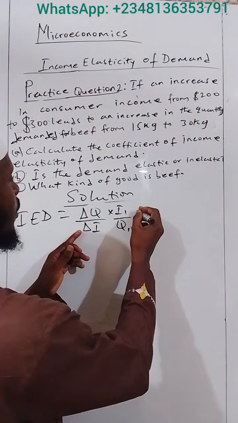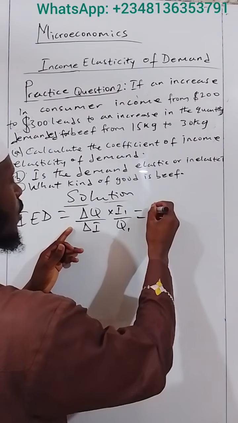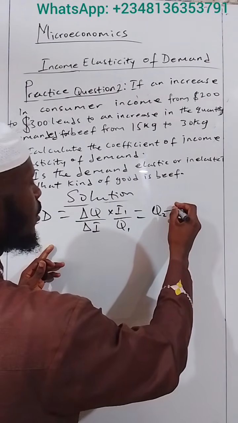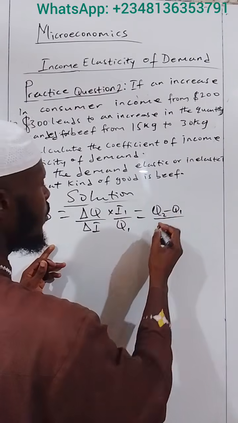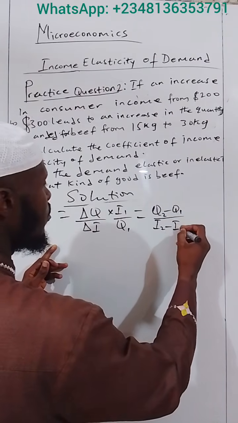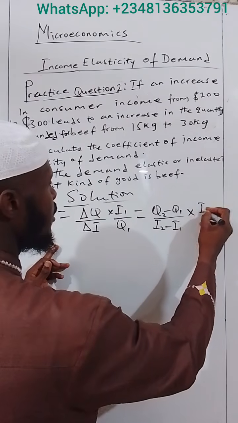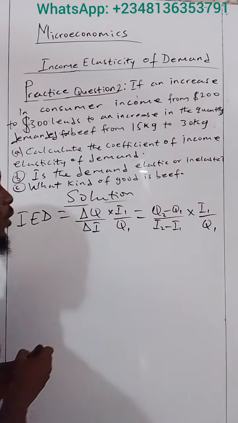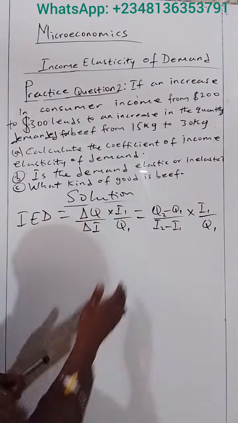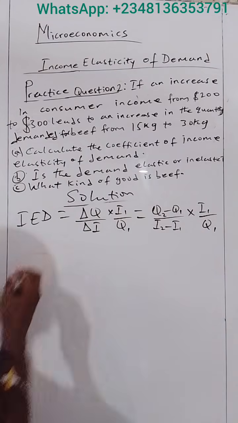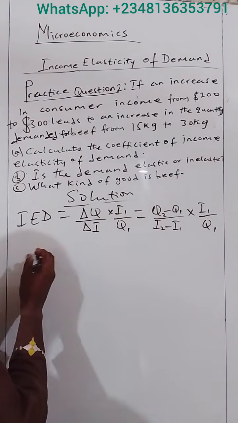This same formula can be rewritten as: change in quantity demanded is simply the new quantity demanded, Q2, minus the old quantity demanded, Q1, then divided by the new income minus the old income, multiplied by the initial income, that is the old income, divided by the old quantity demanded. So this formula is equivalent to this formula. Okay, so let's solve this problem.